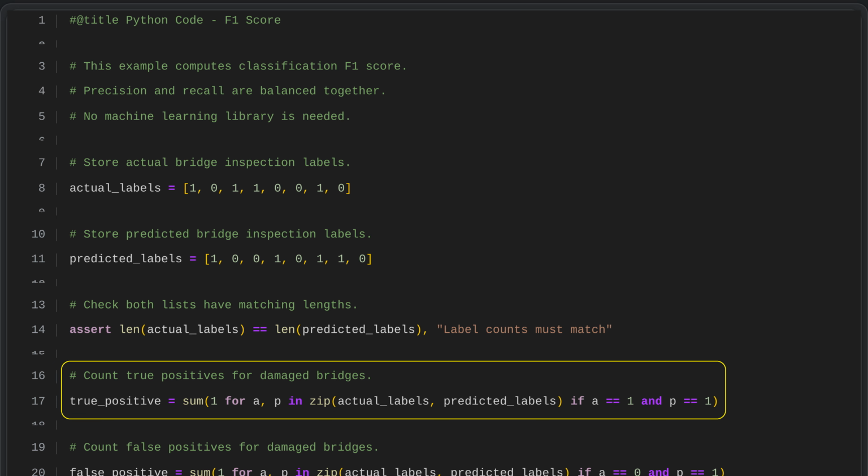True positives are the cases where a bridge is actually damaged, and the model also predicts it as damaged. To calculate them, we compare each actual label with its predicted label and count the pairs where both indicate damage. Adding these counts gives the total number of correctly identified damaged bridges.